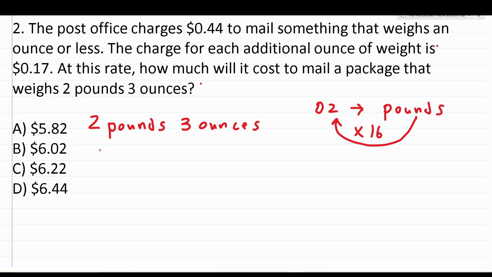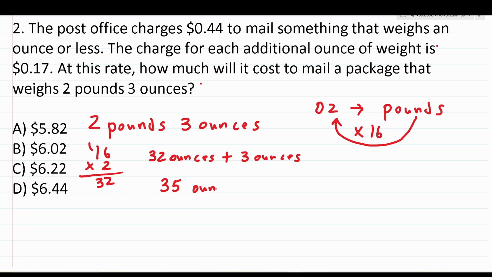All right, so let's go ahead and do that. This becomes 16 times 2. 2 times 6 is 12. Drop down the 2, carry a 1. 2 times 1 is 2 plus 1 is 3. So 2 pounds is the same thing as 32 ounces. And of course, we have these 3 ounces hanging out over here. So our package in terms of ounces weighs 32 plus 3 ounces, which is going to be 35 ounces.